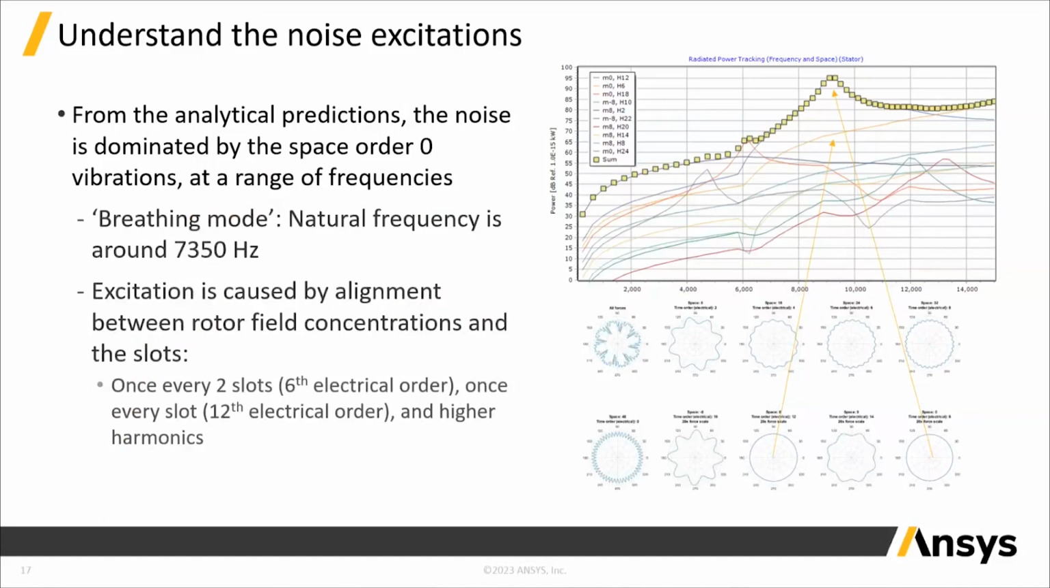The forcing of this arises from the variation in the field all around the stator as the field concentrations align more or less with the slots, changing the mean inwards force when averaged around the circumference. Because of the winding characteristics, we get excitations once every 2 slot passing periods. So in this case, this is 6th electrical order, as well as once per slot passing and higher multiples of this. And it's these components which in this case are giving us our dominant noise, particularly in the higher speed region.